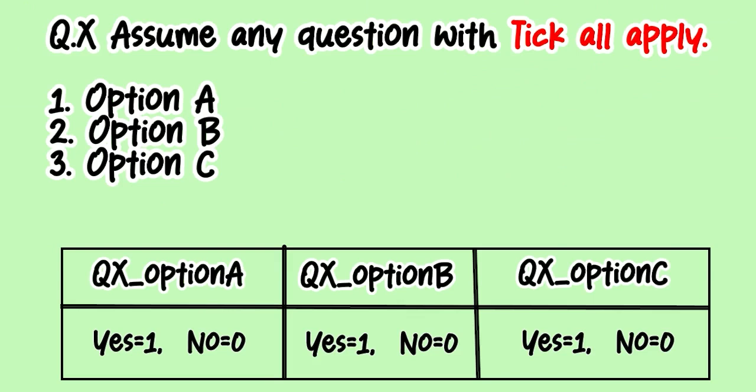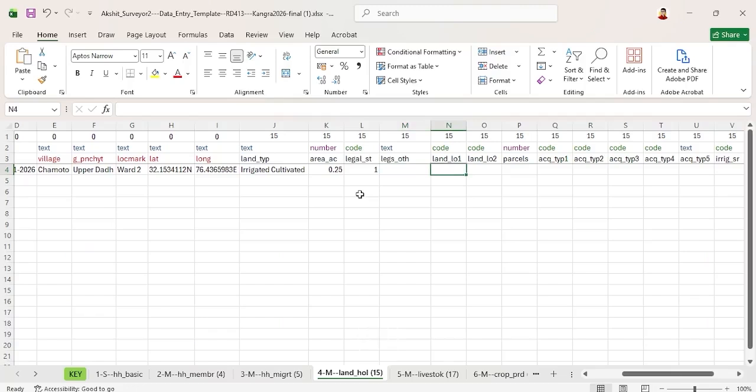In some questions, multiple options were true. For example, some households owned land parcels both within and outside the village. Therefore, in order to enter such data, separate columns for each option have been created and need to be filled. For example, in this case, the household owned the cultivated and irrigated land within the village only, so enter code 1, meaning yes, in land location option 1, that is within village, and 0, meaning no, in the next column for outside village.